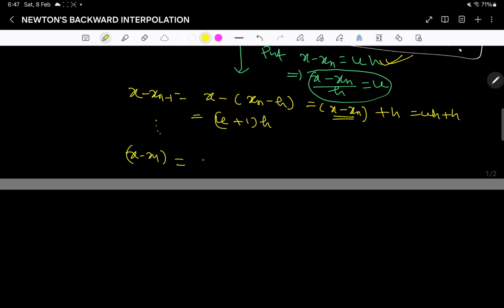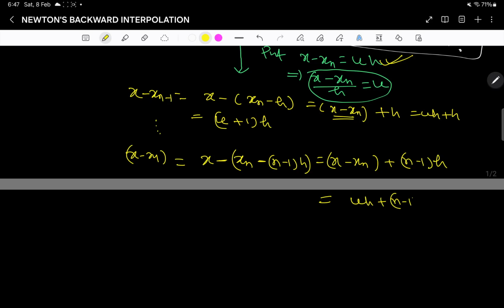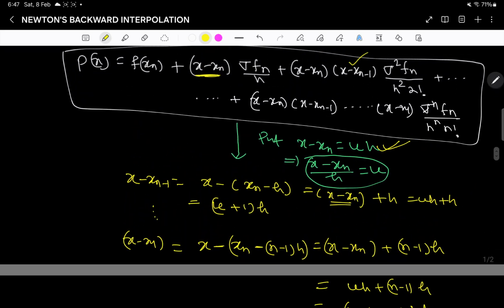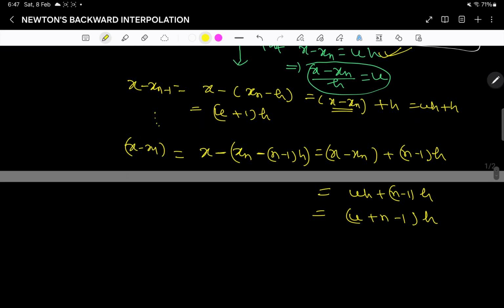Accordingly your x minus x1 will be x minus xn plus n minus 1 times h. So this is x minus xn plus n minus 1 h. So this is h taken common, u plus n minus 1 into h. So therefore if you substitute here, then what will be your px?